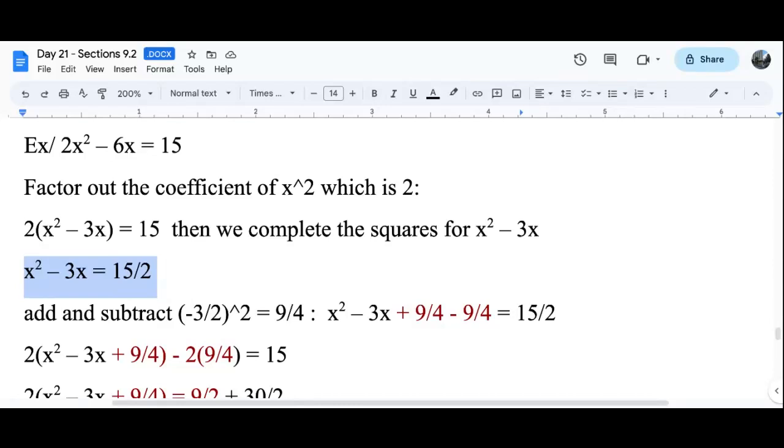Now, what's the b term in this case? Remember, we have x squared plus bx plus c. What's b? Negative 3, isn't it? We do b divided by 2, negative 3 divided by 2. Then we square it, because we have a plus b squared.